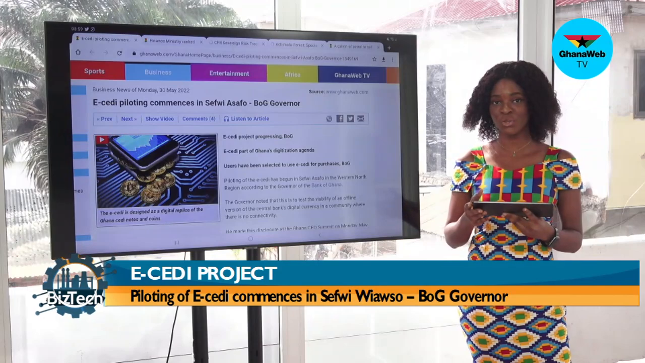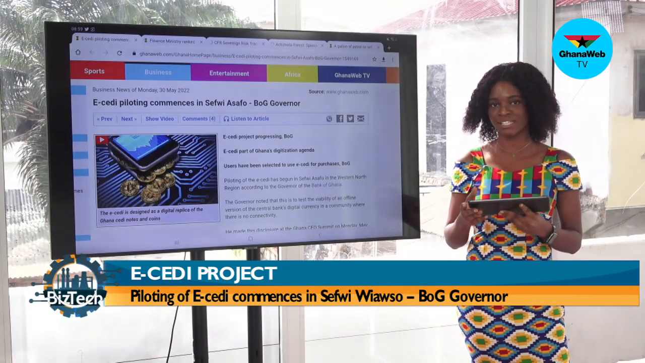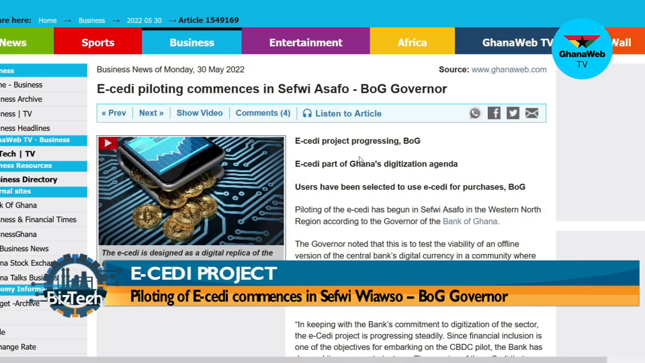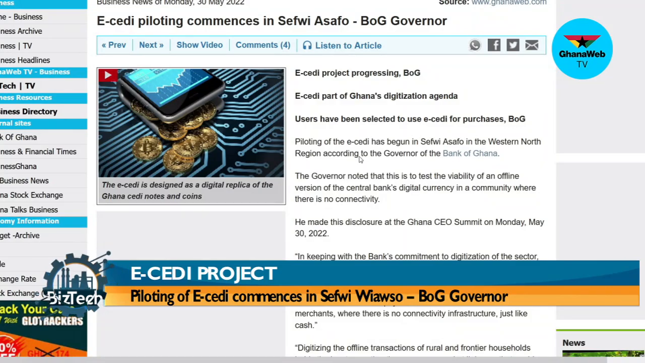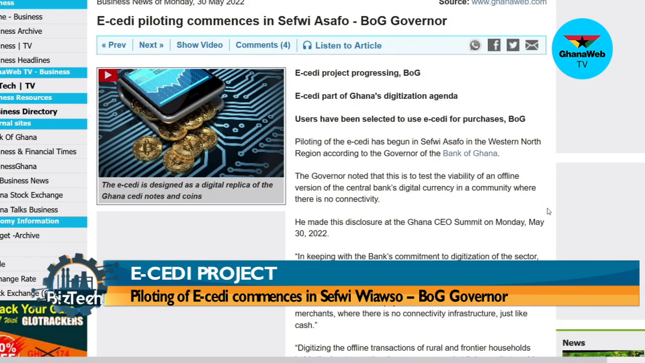To our very first story, piloting of the eCedi has begun in Seshi Asafo in the Western North region. This is according to the Governor of the Bank of Ghana, Dr. Ernest Addison. He noted that this is to test the viability of an offline version of the central bank's digital currency in a community where there is no connectivity. He made this disclosure at the Ghana CEO Summit on Monday, May 30th.